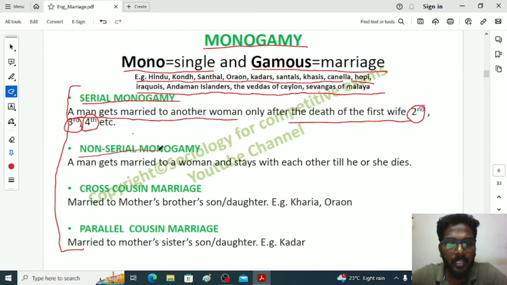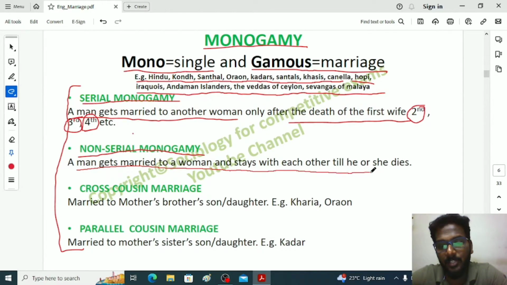Next is non-serial monogamy. In this case, a man gets married to a woman and they stay with each other till she or he dies.